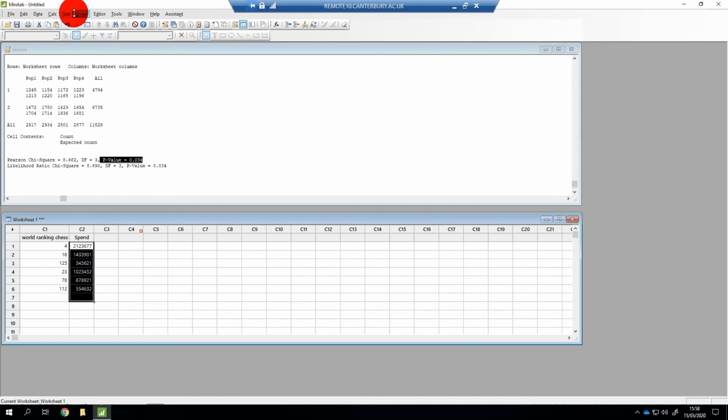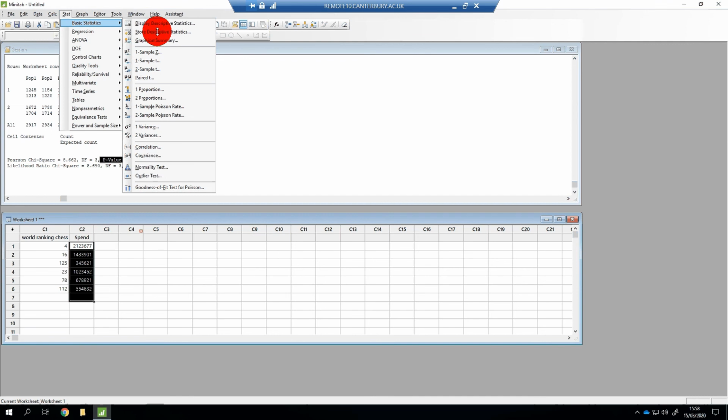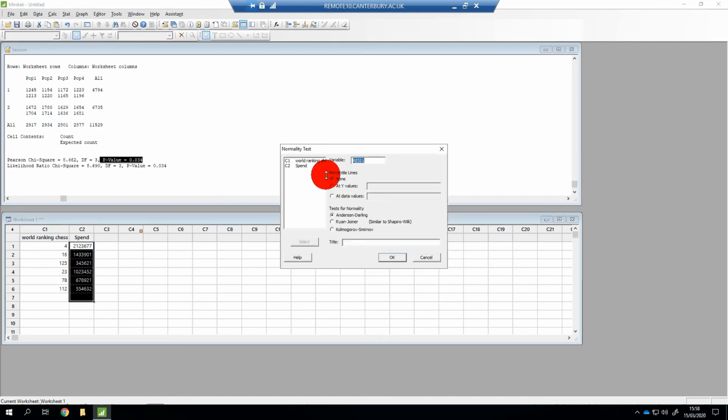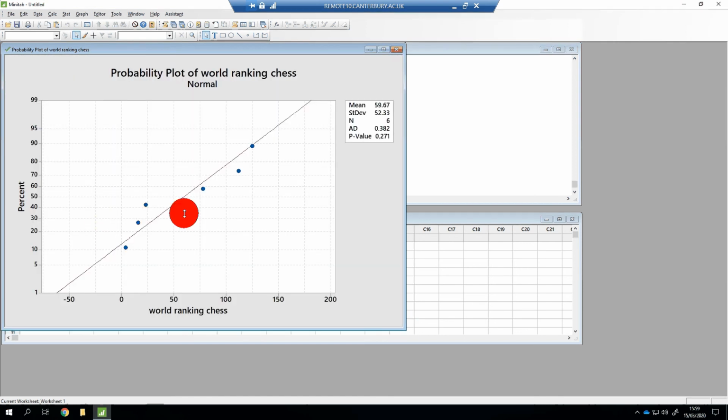Let's go to Stat, Basic Statistics, and then choose Normality Test, like we did before. The variable we want to check is column number 1, the world ranking in chess. Click OK. And what do we find? Here's our normal distribution, the red line. The blue dots scatter around that quite randomly, and our p-value is 0.0271. That is above the critical p-value of 0.05, so we accept the null hypothesis. There is no difference between the normal distribution and our data. Therefore, the data are normal. Okay, so those data are fine.